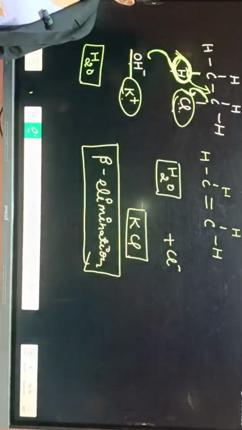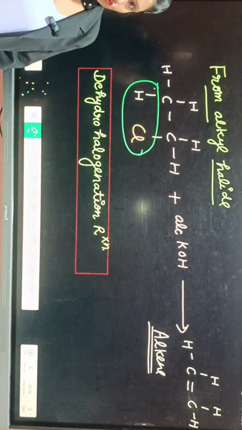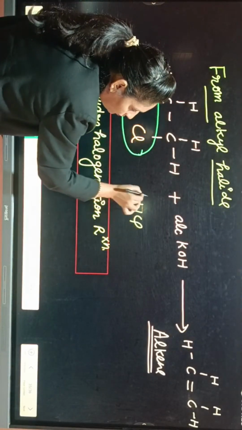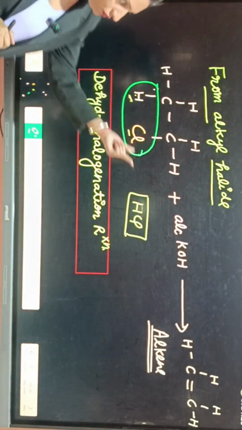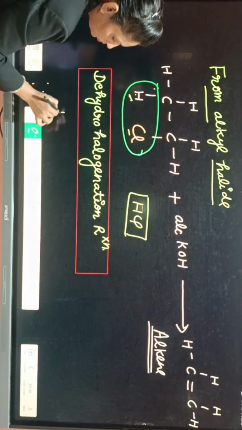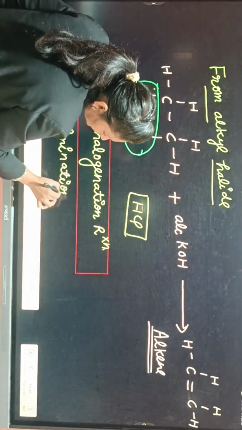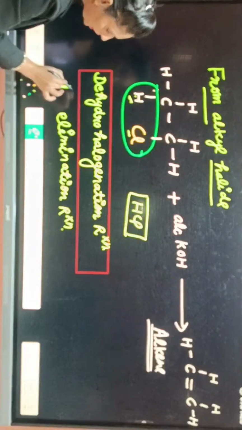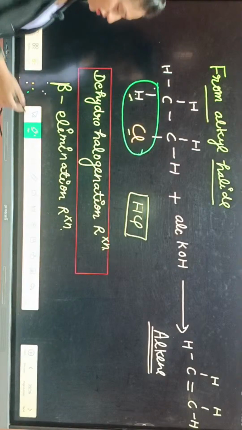Why is it known as an elimination reaction? Elimination means removal. Here, students, elimination of HCl is taking place, elimination of hydrogen and chlorine. So elimination of one molecule is taking place here. That's why it is also known as an elimination reaction. And what type of elimination? It is known as beta elimination. Why is it known as a beta elimination reaction?